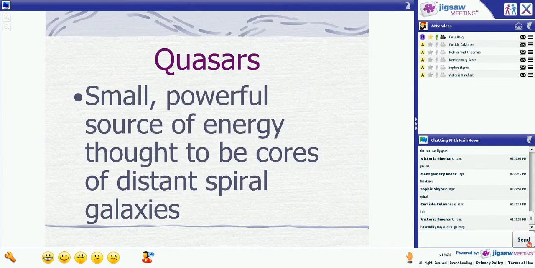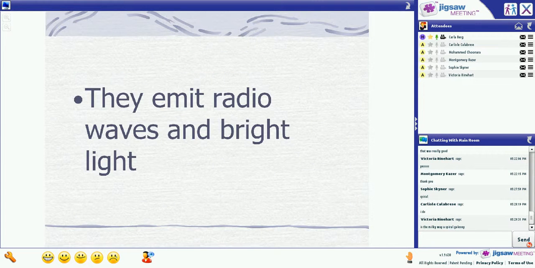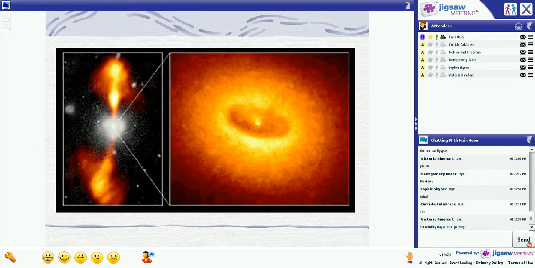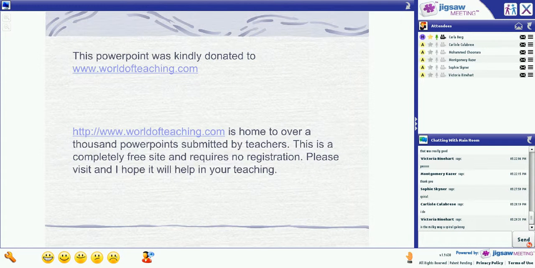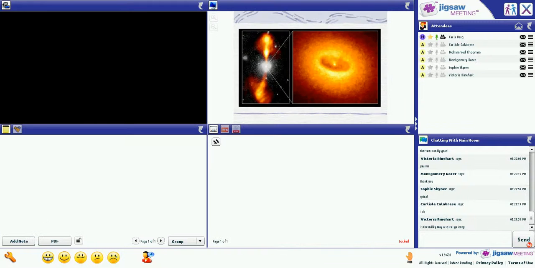Another space term you may have heard that we didn't really get a chance to talk about in this class is quasars. They are small, powerful sources of energy thought to be cores of distant spiral galaxies. They emit radio waves and very bright light. And here are 2 pictures of quasars. And there we go.